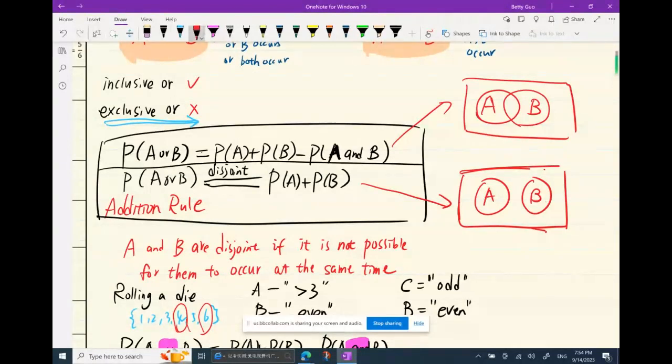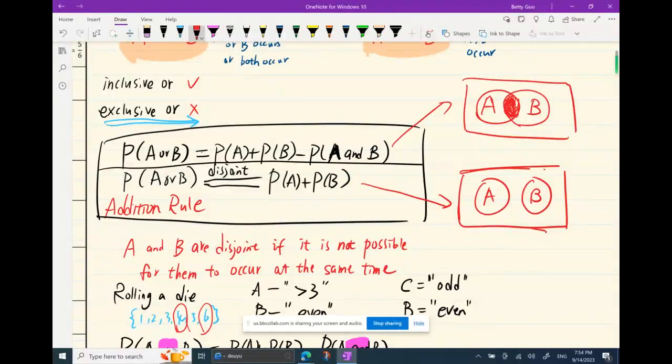The reason is that since they occur at the same time, they have common outcomes. So if we add P of A and P of B, the middle part, the overlapping part, would be double counted. We don't want to double count it. We only want to count the outcomes in that area one time. So that's why we have a minus probability of A and B. That's the reason. And if the two events are disjoint, then we use the second formula. That is the addition rule.